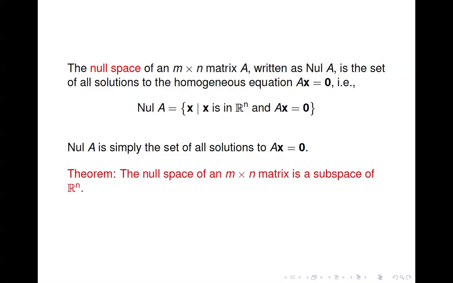The fact that we're calling it the null space probably gives you a clue that it's a subspace, and indeed it is. The theorem here says the null space of an m by n matrix is a subspace of Rn.